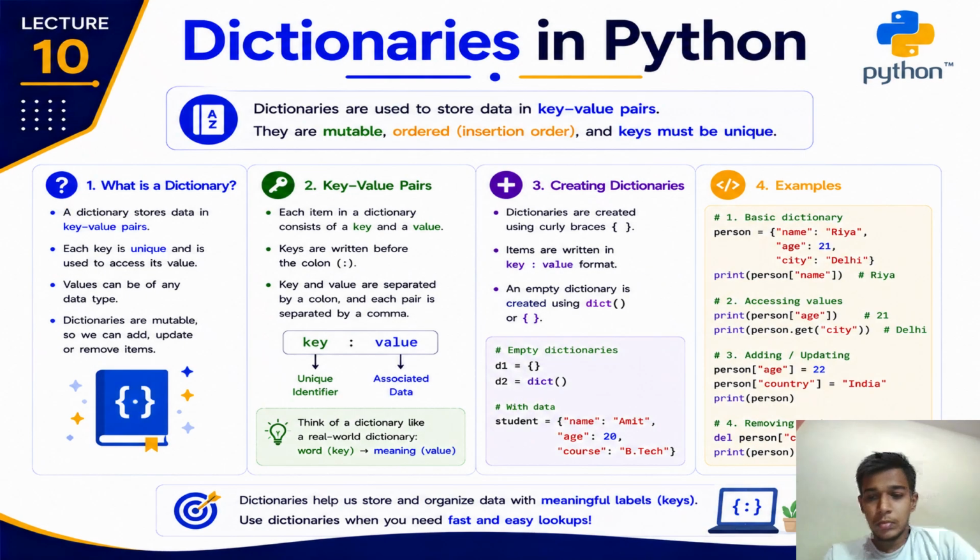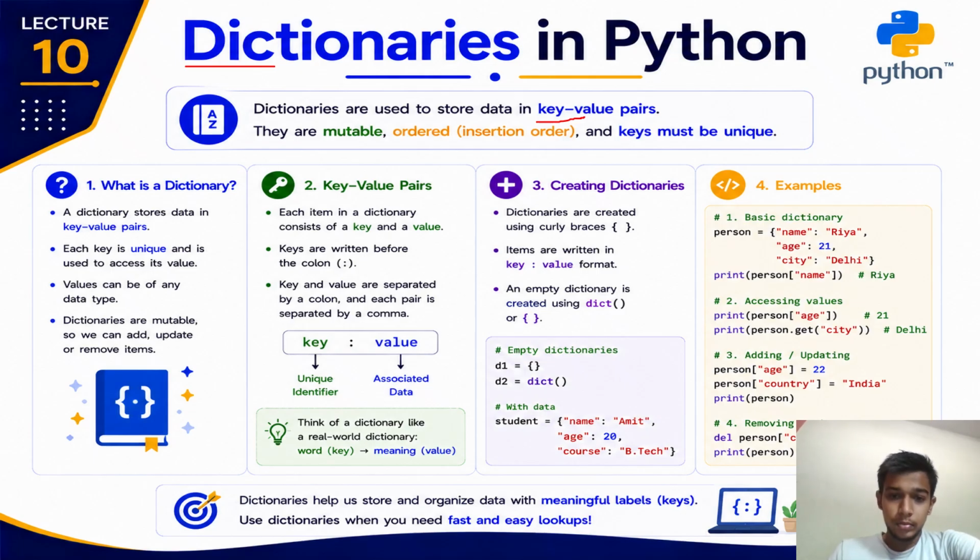Now it's time to learn one of the most important, powerful and widely used data types in Python called dictionary. A dictionary is very different from a list, tuple, or set. Instead of storing values by their position or index, a dictionary stores data in key value pairs. You can see that a dictionary stores data in key value pairs.